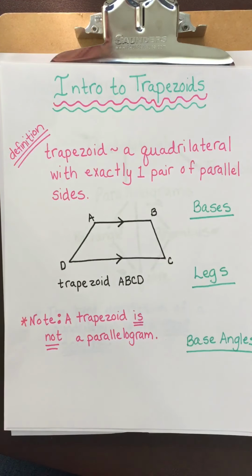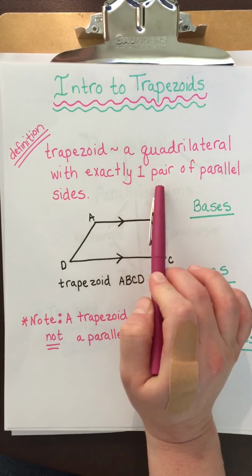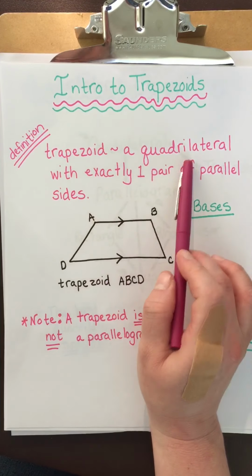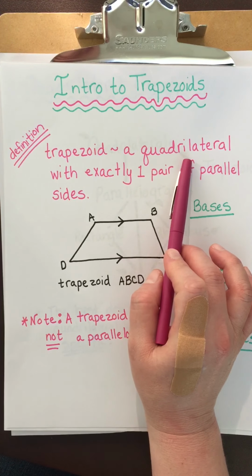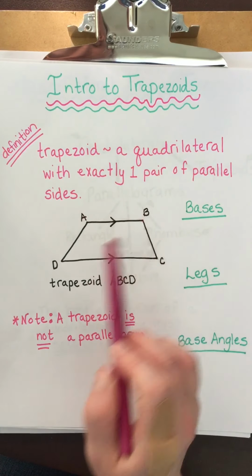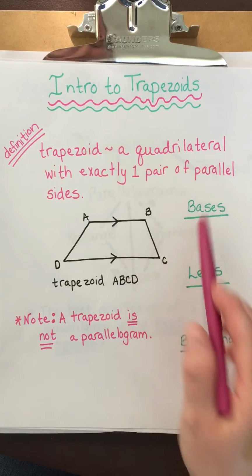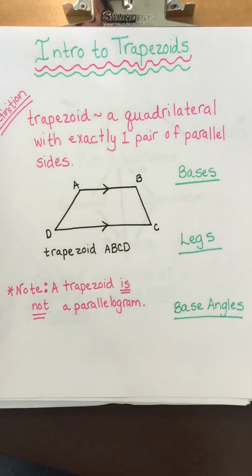By definition, a trapezoid is a quadrilateral with exactly one pair of parallel sides. So remember, a quadrilateral is a polygon with 4 sides, and this only has one pair of parallel sides, denoted here with these little happy marks. So let's identify some of the parts of a trapezoid.